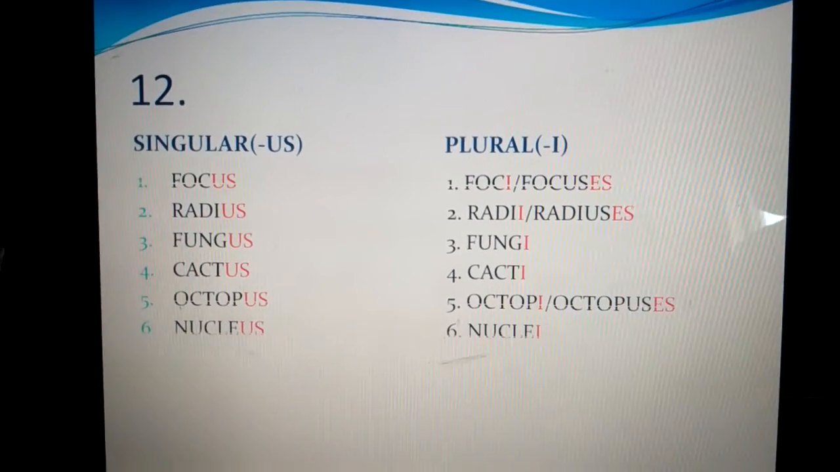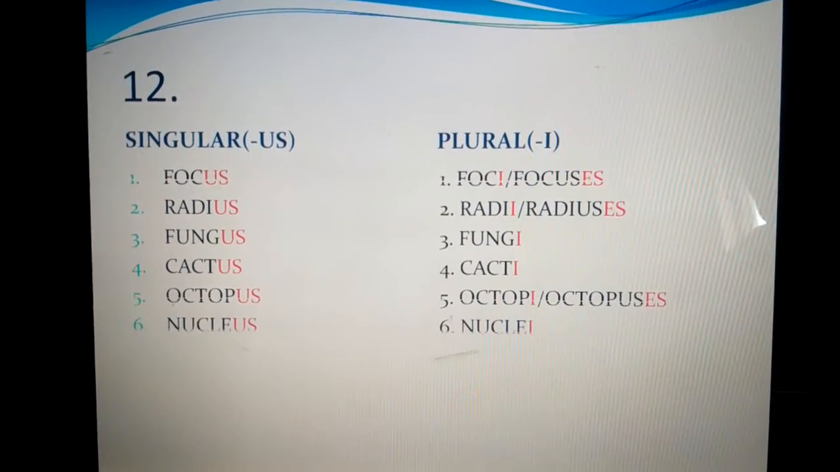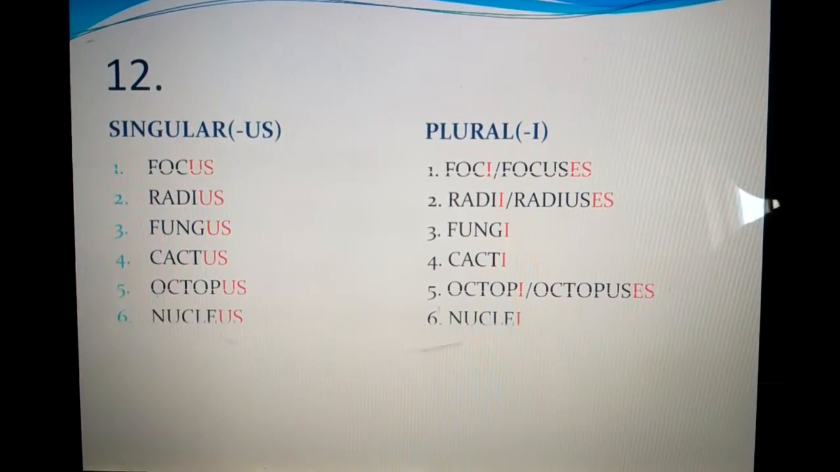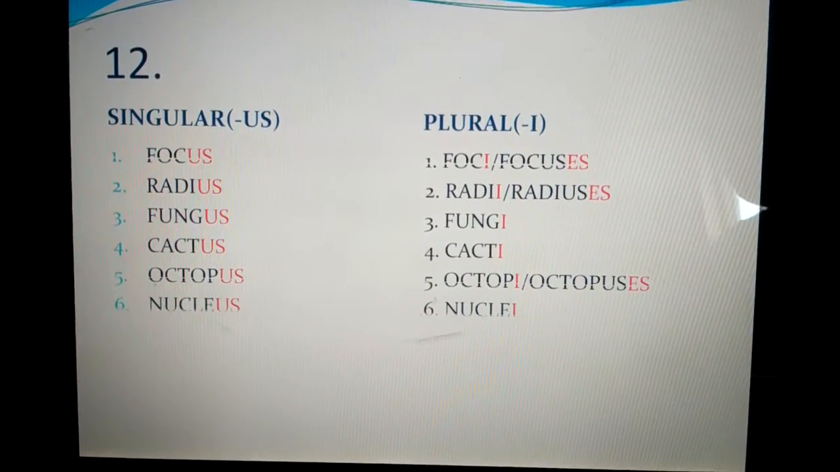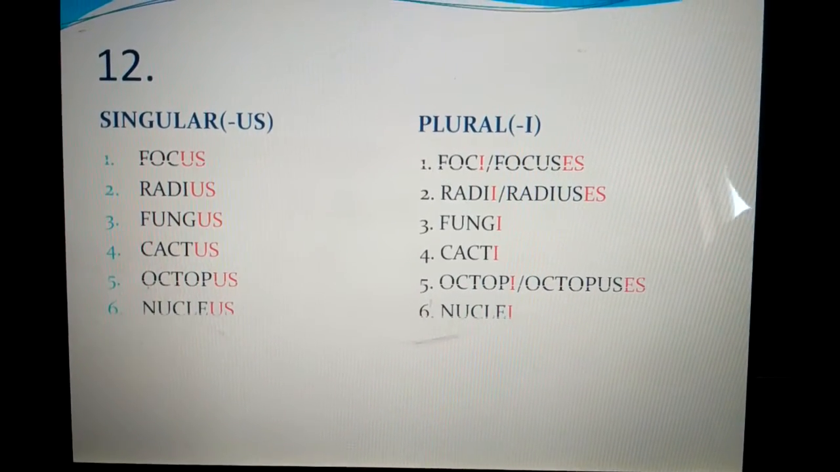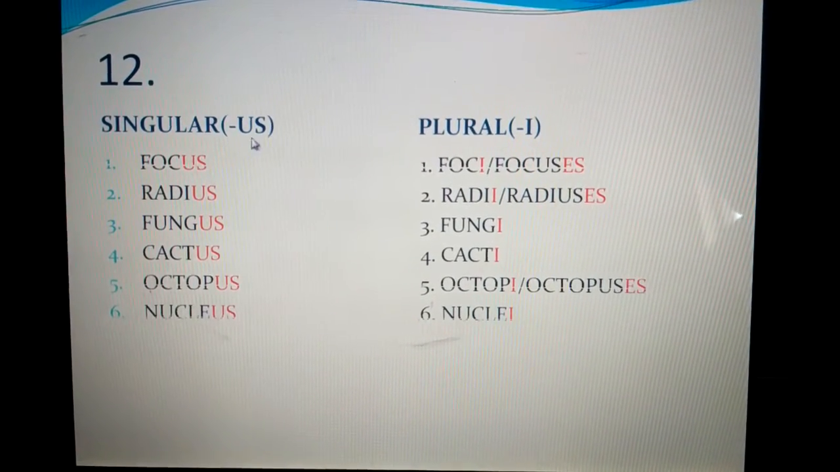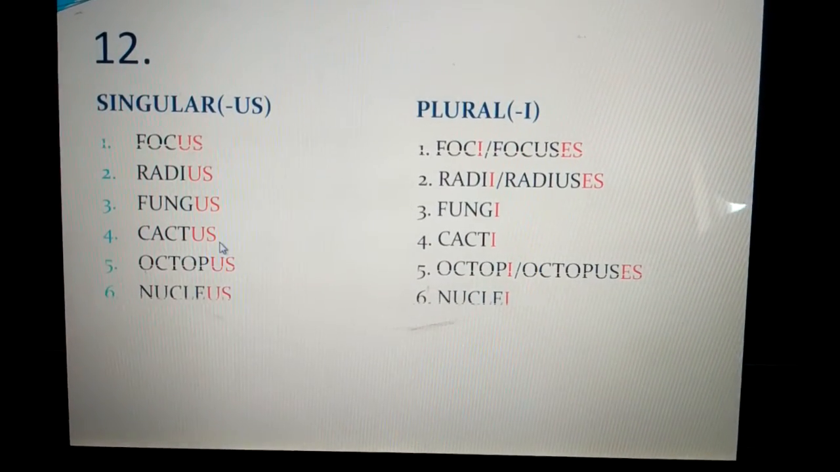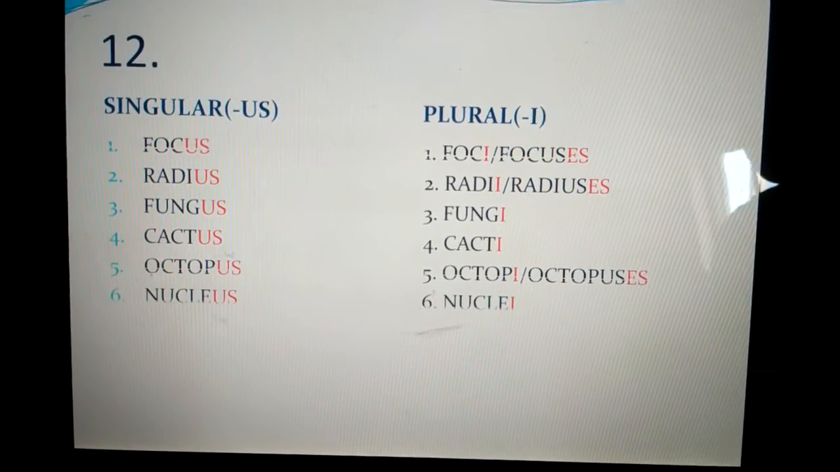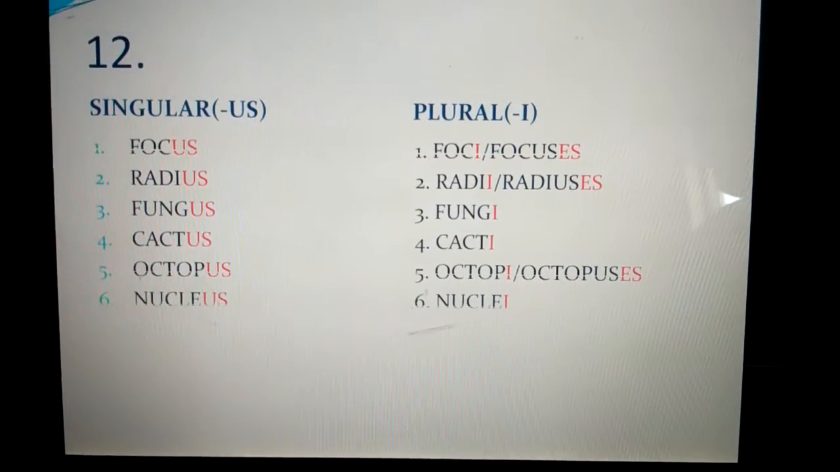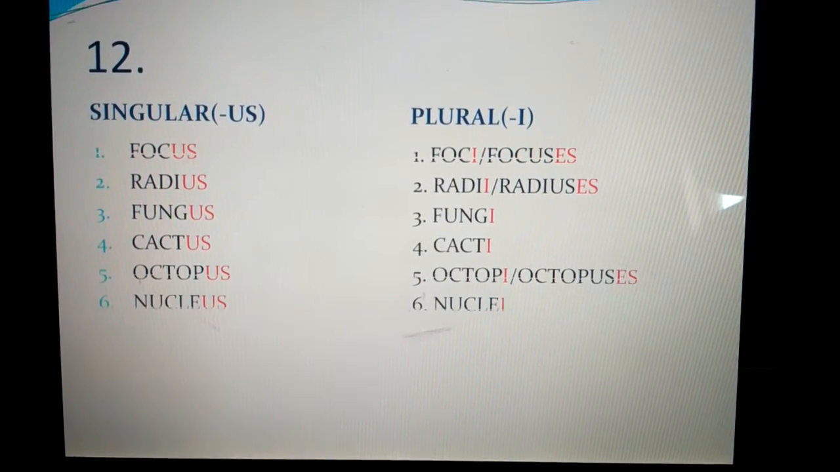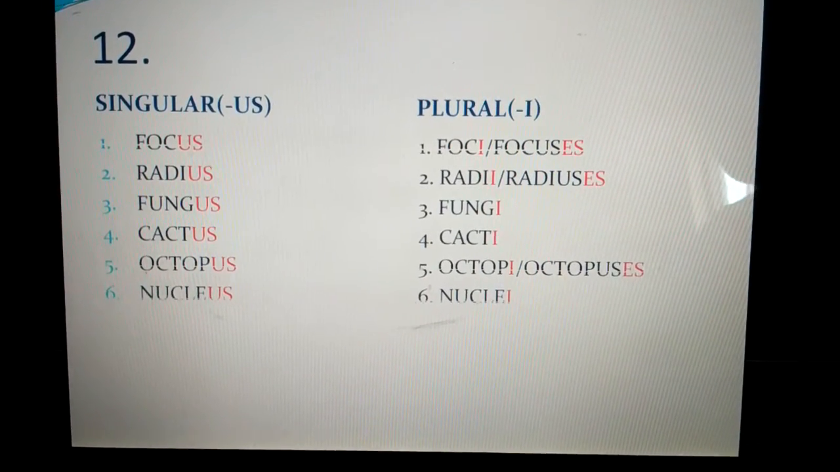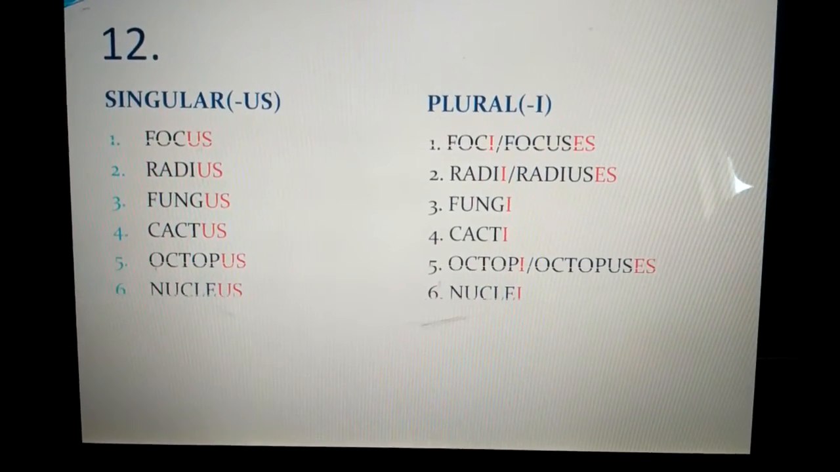The next one, point number 12, words ending in us. Sometimes it is adding i. Look at there, I have written there the singular form in us and the plural form in i. So focus, foci, and focuses is also correct. Radius, radii, or radiuses is also correct. Fungus, fungi, cactus, cacti, octopus, octopi, and octopuses both are correct. And nucleus, nuclei.